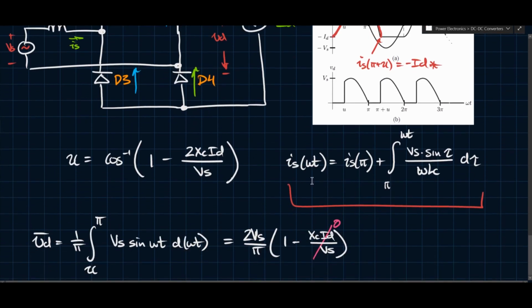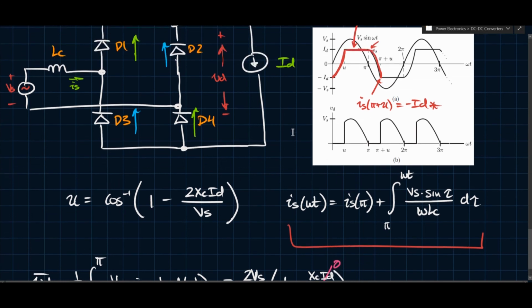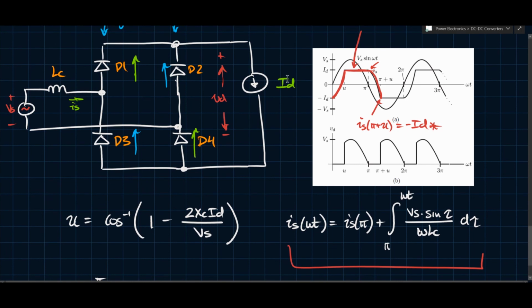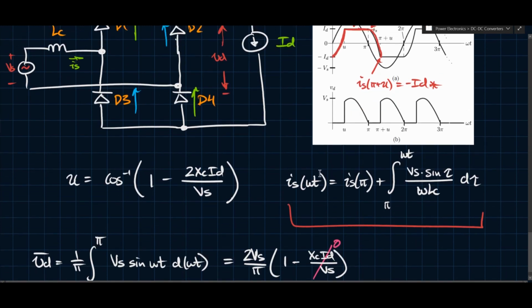So we see that the effect of xc is it reduces the output average voltage, and it makes the whole rectifier operate such that its output voltage is now dependent on its output current. And we call this a load regulation characteristic, because the output current impacts the output voltage. It's just a definition. How much does the output current impact the output voltage?